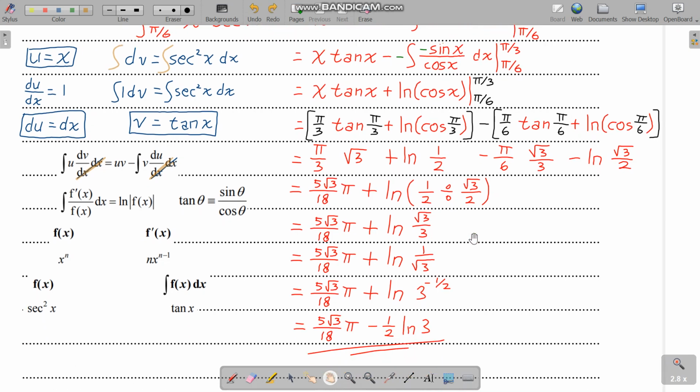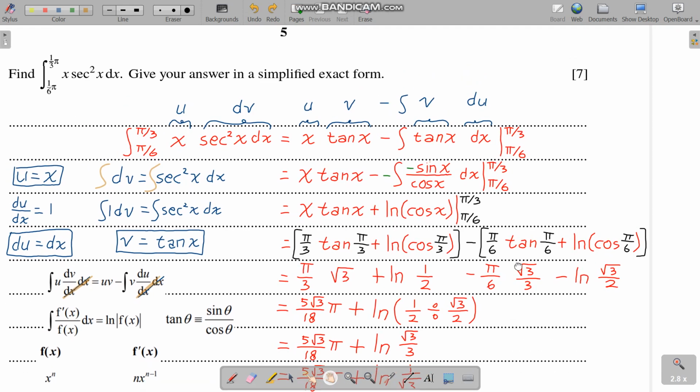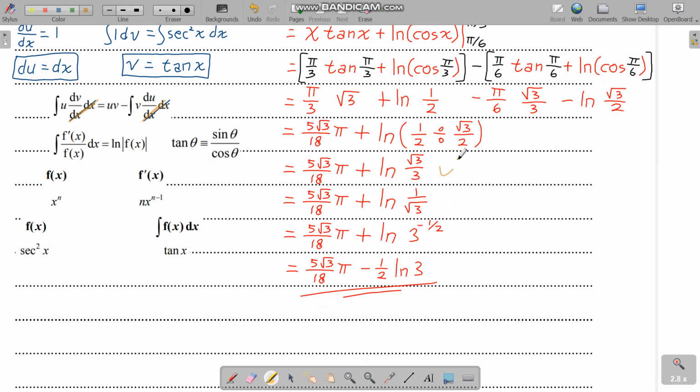Now this is actually already the final answer here, but if we want to further simplify it, notice that this is the same as 1 over root 3. If you use your calculator, you will get this. And 1 over root 3 means 3 to the power of minus 1/2. And we can move this power out of the ln, minus 1/2 times ln 3. So that's the final answer in the simplest form.